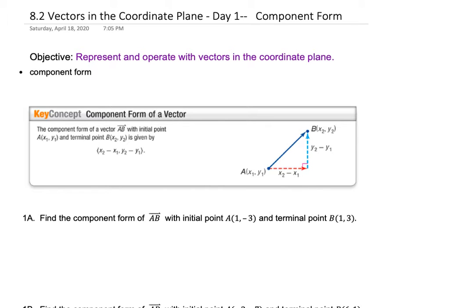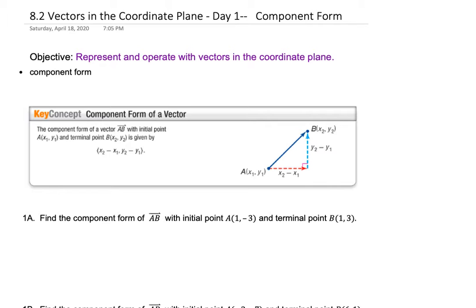Hi you guys, we're doing 8.2 vectors in the coordinate plane, and this is day one, and I think you will find day one to be pretty easy. It's just really learning what the vocab means so you know what you're supposed to do. And then day two will be a little bit more difficult, so leave yourself some time to do that lesson.